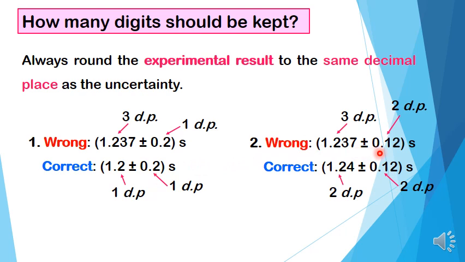Example 2. The number of decimal places for the uncertainty is 2 decimal places, but the experimental result consists of 3 decimal places, which is not the same as the uncertainty, and it is not acceptable. Therefore, we need to round off the value of the experimental result to become 1.24, and right now it has the same number of decimal places as the uncertainty, which is 2 decimal places.